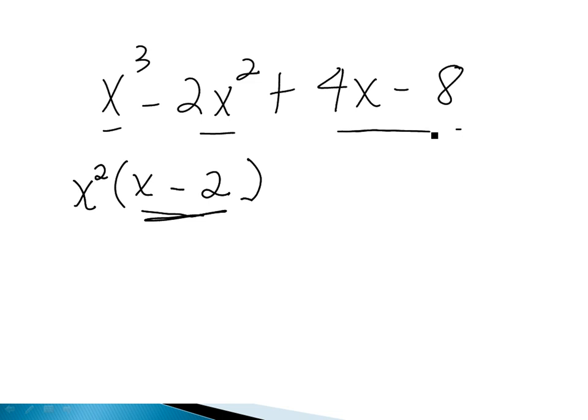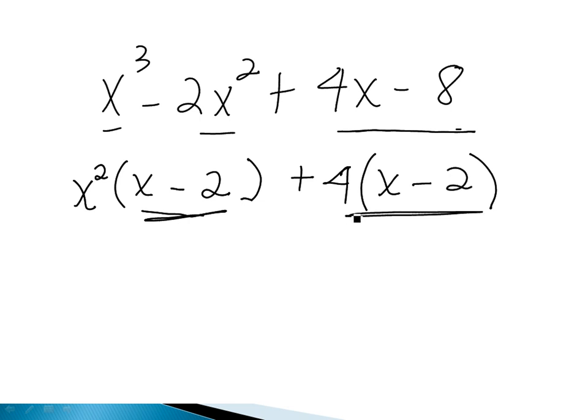What's in common with 4x minus 8? A positive 4, actually. 4 is the highest number that can divide into 4, x, and 8 evenly. So we take the 4 out. You also have an x minus 2. Therefore, we know we're on the right track because we see that we have the same common binomial factor.